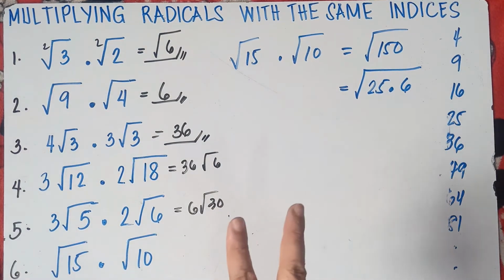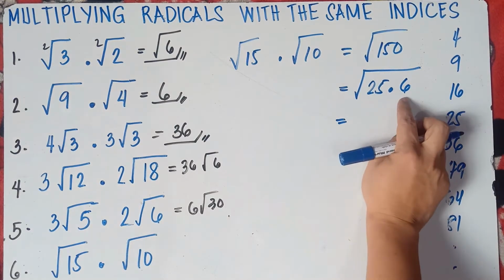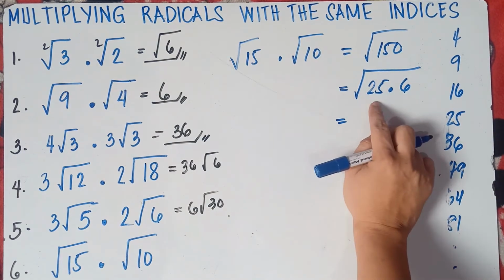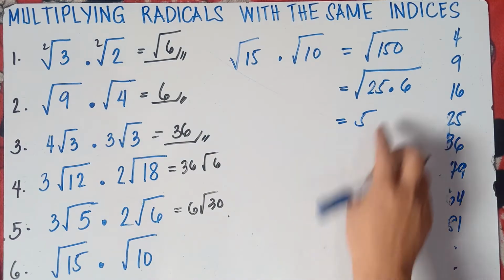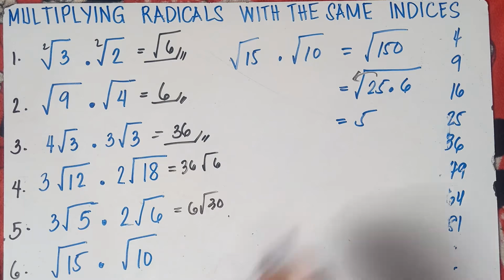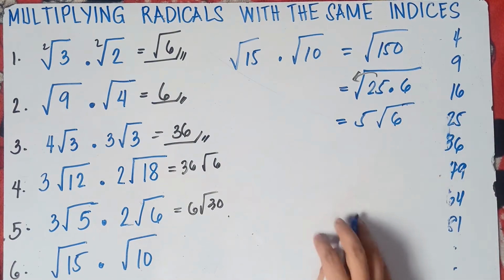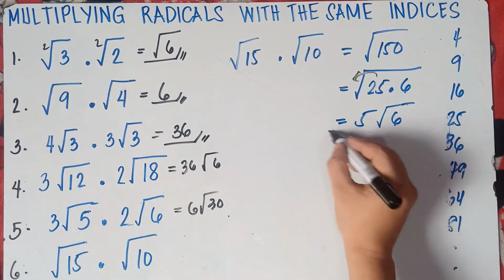Because 25 times 2 is 50, 25 times 4 is 100, and 25 times 6 is 150. The square root of 25 is 5; you put it outside the radical symbol. Then simply copy square root of 6. We cannot simplify square root of 6, so simply copy it. So this will be our answer, class.